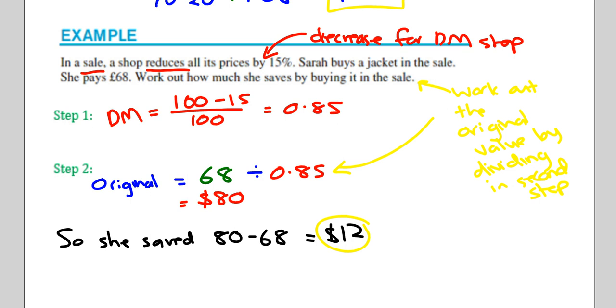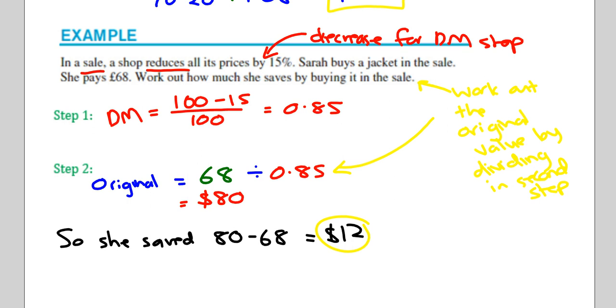Okay, yeah, so just summarizing this for the video. We worked out it was a decrease for the DM step, so that's how you worked out the 0.85 in step 1. Then she paid $68, work out how much she saved in the sale. So we had to work out the original value first by dividing in the second step. And to work out how much she saved, we saw the difference between what she paid, which was 68, and what it was before the sale happened. And that's it. Any questions?